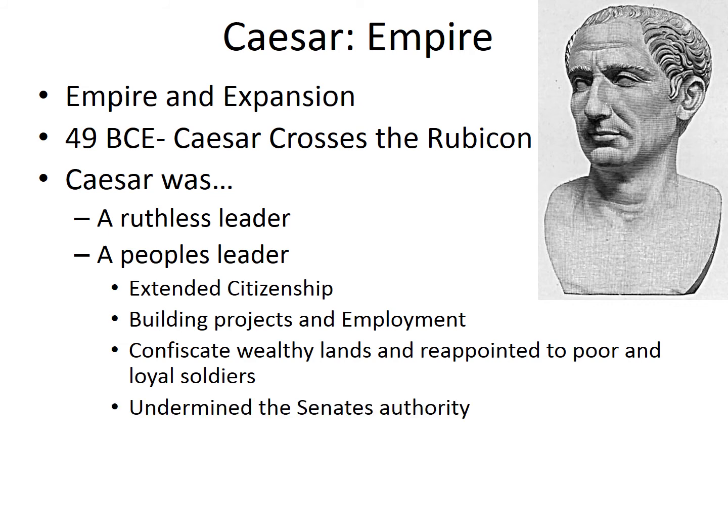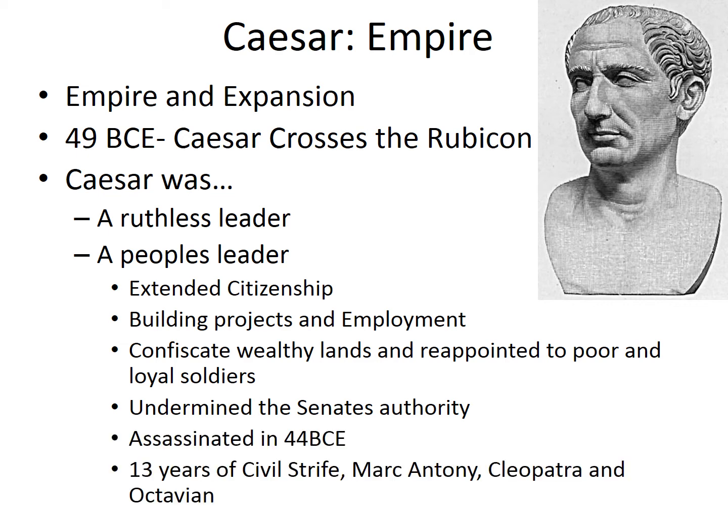He also, however, undermined the Senate's authority, and by undermining the Senate's authority, he will ultimately be assassinated in 44 BCE. This will result not only in his death, but in 13 years of political strife in which a faction associated with Mark Antony and Cleopatra will vie with factions led by his adopted son Octavian, and Octavian ultimately becomes known as Augustus.